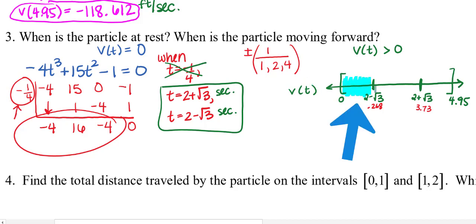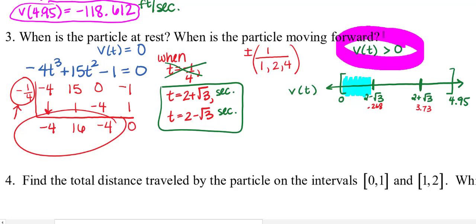so from 0 to 0.268, so something like 0.1, 0.05, 0.19, 0.2, something in that domain between 0 and that 2 minus rad 3, and figure out if my velocity is positive or not. Keep in mind that's what you're looking for. Where is my velocity positive?